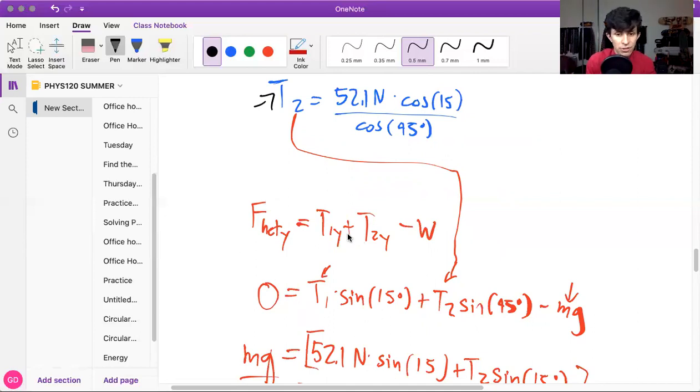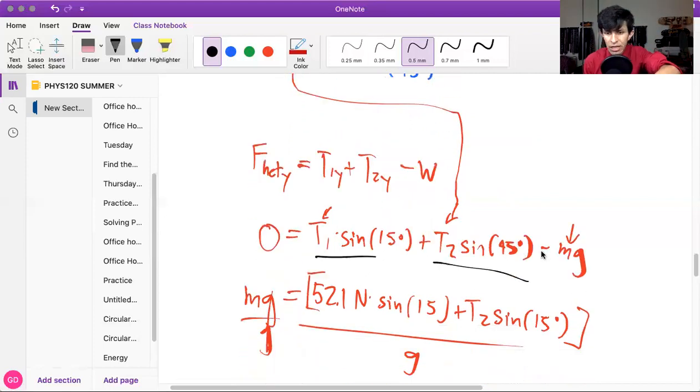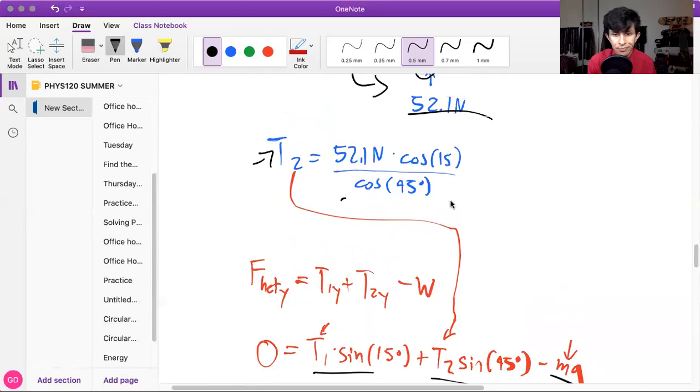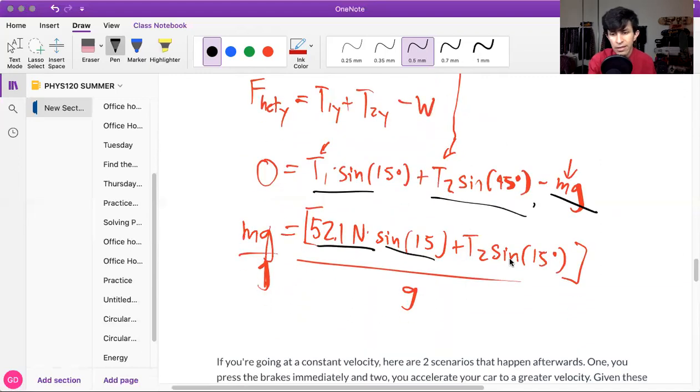There's 3 forces. There's tension 1y pointing up, tension T2y pointing up, and gravity pointing down. So again, we're going to replace it with what the vector components are, keeping the proper sign. And what we do here is we move mg to the other side to make it positive. And now we have everything here, which we know. We know that tension 1 is 52.1 times sine of 15. T2 is right here. So all we have to do is plug it in there and then times sine of 15. And we know all of that. So you can just plug it into our calculator.